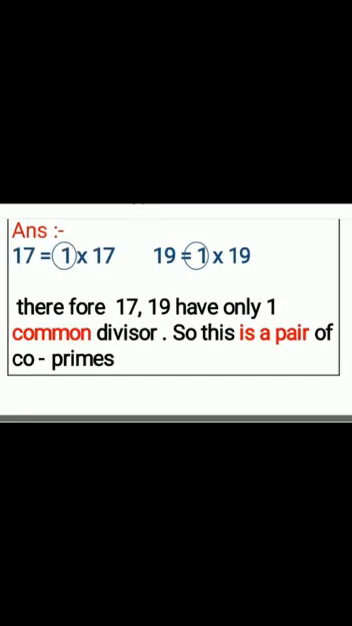17, 19. Now let's see whether this is a pair of co-primes or not. The factors or divisors of 17 are 1, 17 and the factors or divisors of 19 are 1, 19. So 17 and 19 have only 1 as a common divisor. So this is a pair of co-primes.